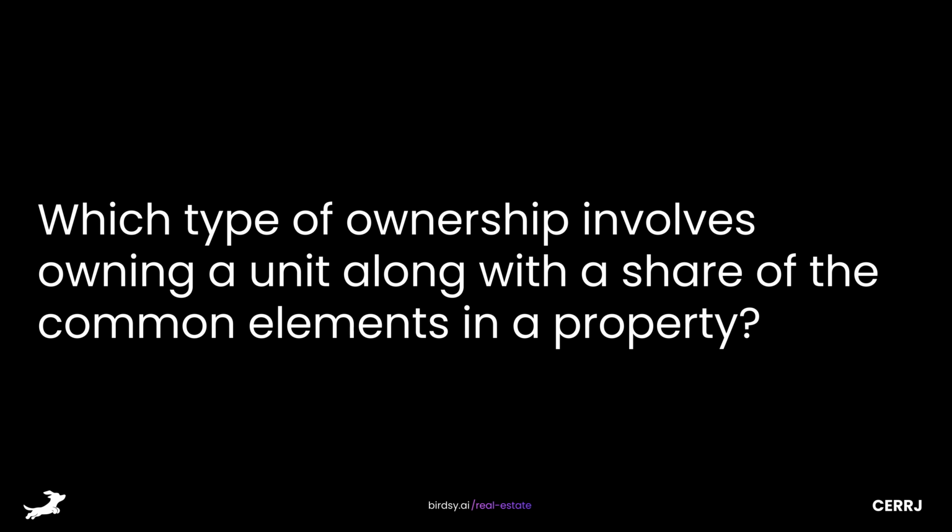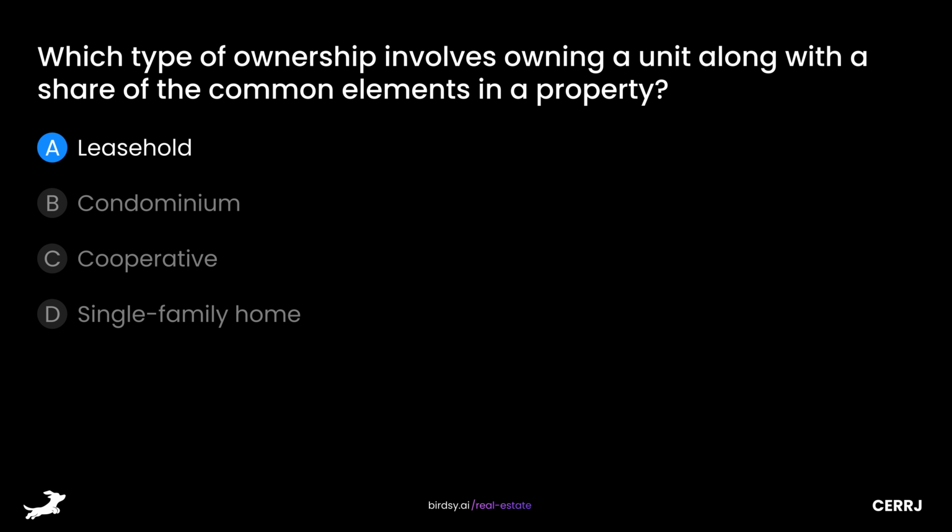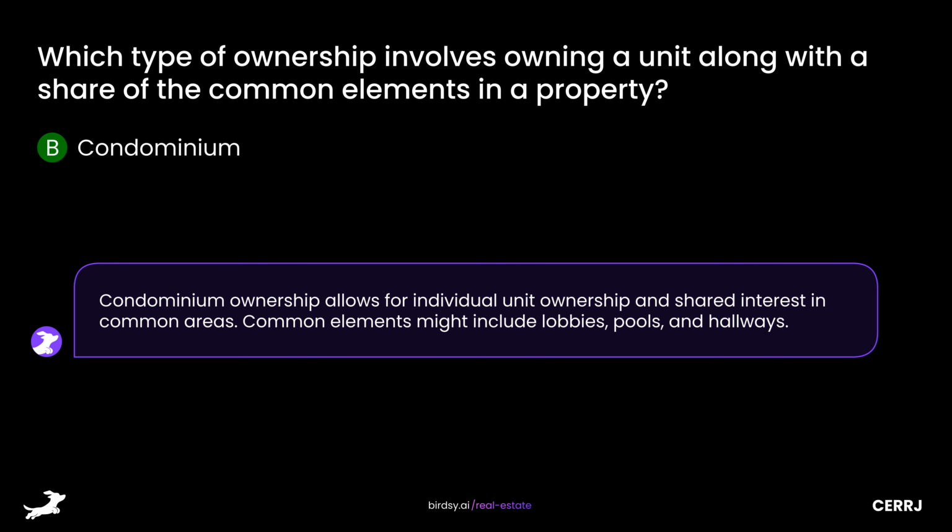Which type of ownership involves owning a unit along with a share of the common elements in a property? Is it A. Leasehold, B. Condominium, C. Cooperative, or D. Single-family home? The answer is B. Condominium. Condominium ownership allows for individual unit ownership and shared interest in common areas. Common elements might include lobbies, pools, and hallways.